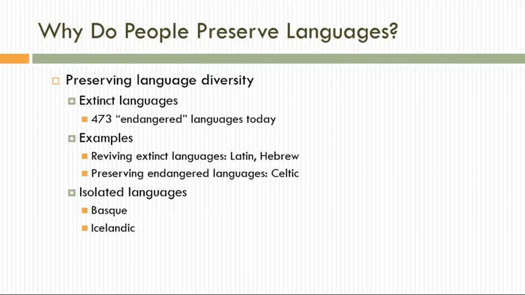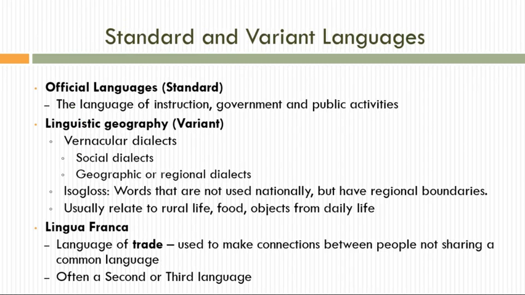And then you also have isolated languages, which turn out to be completely unique from other languages, and so those are very interesting too to linguists, and Basque and Icelandic are two examples of those. Now, there are standard languages and variant languages. I mean, the standard language is the official language. It's going to be the language of instruction, government, public activities, and in many places there's more than one standard language, or there isn't actually a real standard language, but there are languages that are used most.